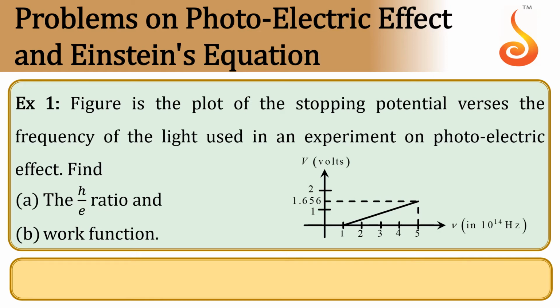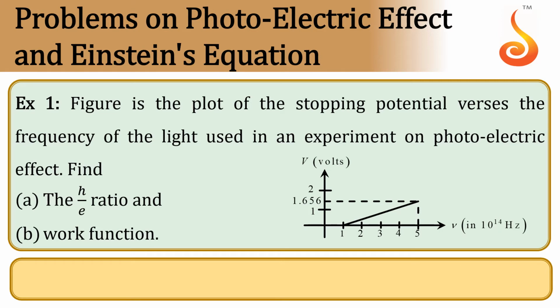So the graph was drawn between frequency and potential difference. Frequency was taken on the x-axis in terms of 10 power 14 Hz, and potential difference is taken on the y-axis: 1, 1.5, 1.656 and 2, like that.